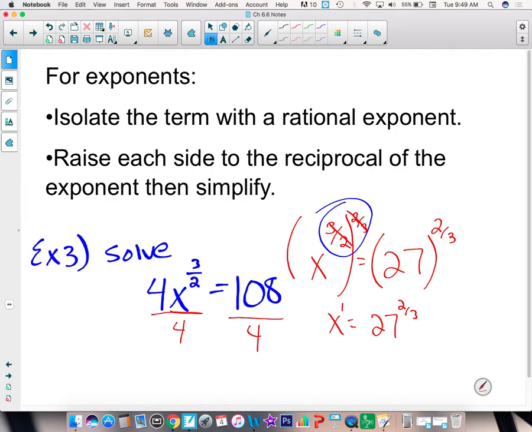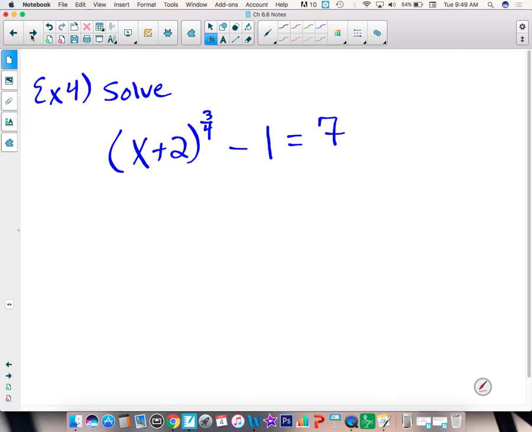Okay, well, you can evaluate 27 to the 2/3. That's a cube root of 27, so let's change the cube root of 27 squared. Cube root of 27, that's a 3 squared, so your answer is just a 9. Okay, and if you plug a 9 in there, that's going to work. Okay, next example. Go ahead and write that down.